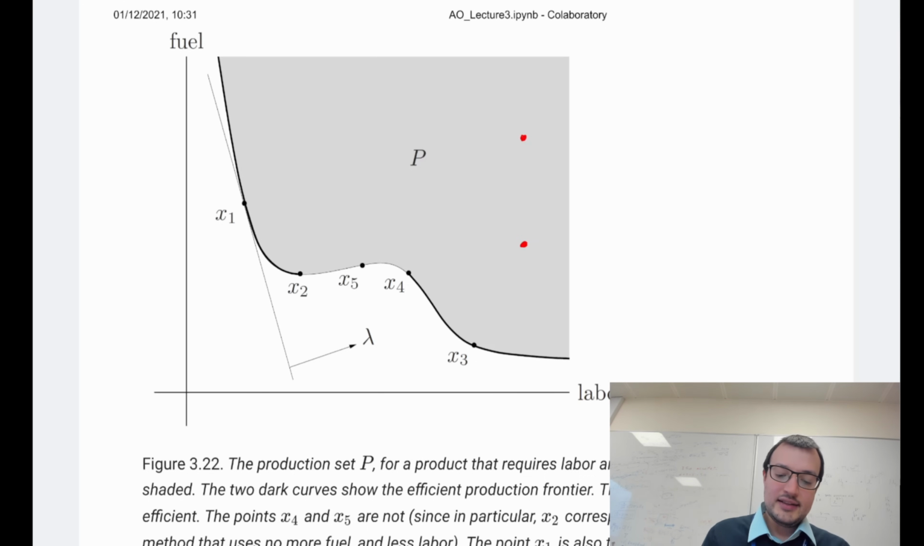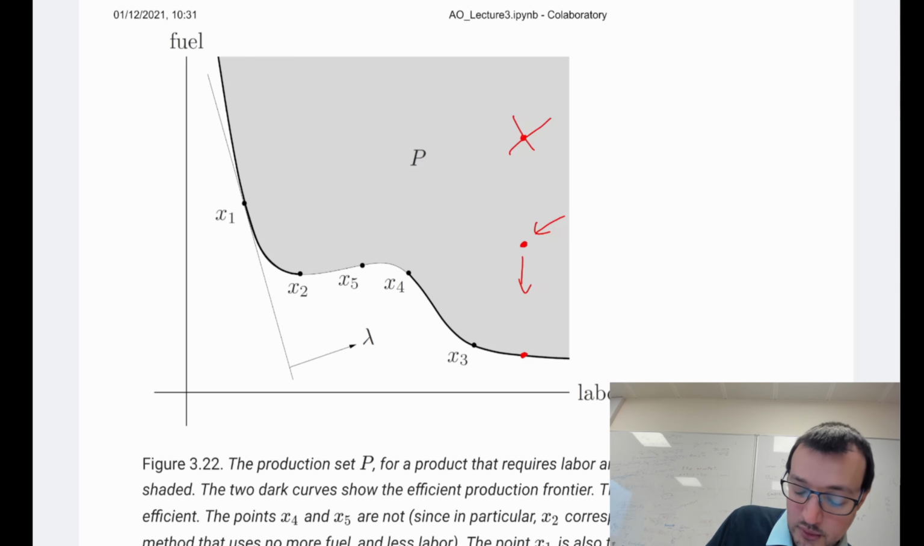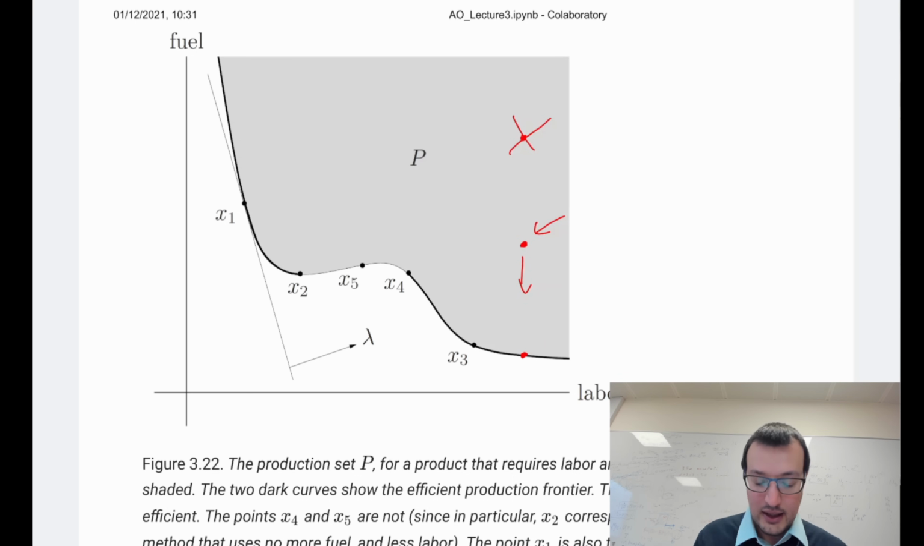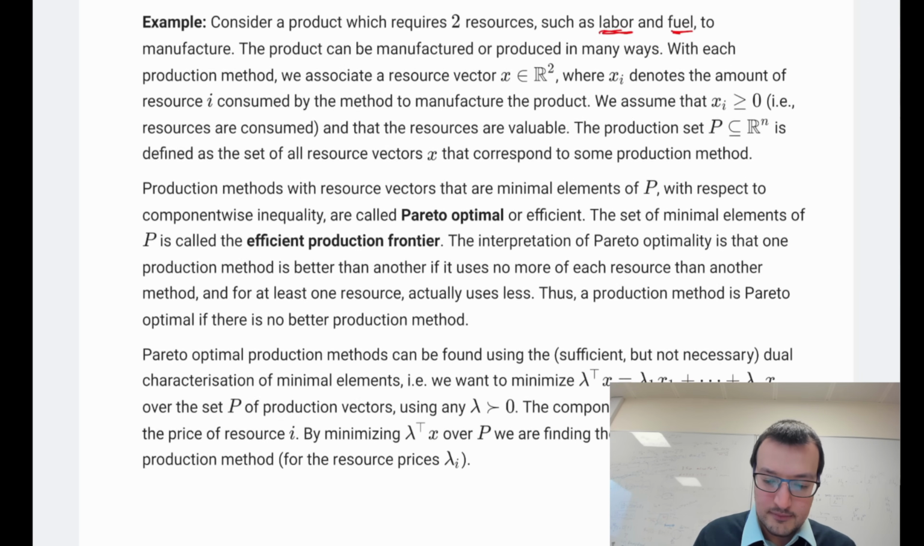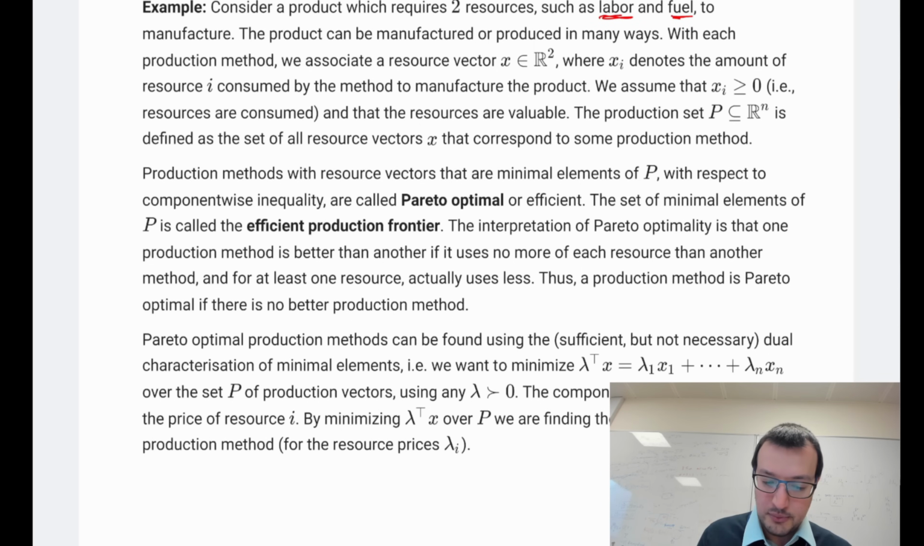So here the idea is that, if there exists this point over here, there is no point in using this one, because we are producing the same product, the resources are valuable, and we are using less fuel. This means that we would like to push this point down as far as possible, up to here, where we find a combination of labor and fuel that still gives us the product, but for which we cannot decrease the amount of fuel anymore. And this is essentially the concept of a Pareto-optimal point, or efficient point.